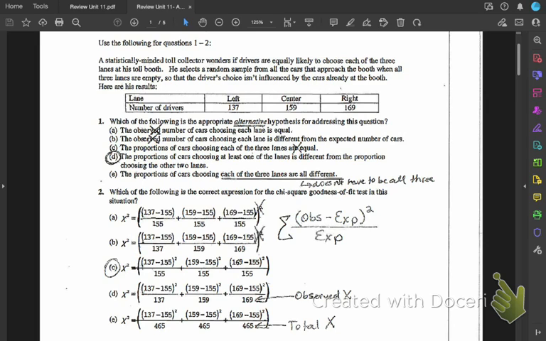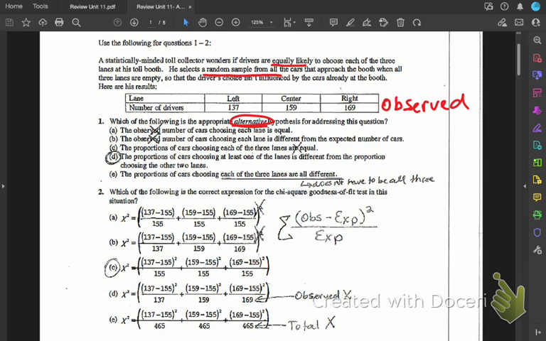So for number 1, a statistically minded toll collector wonders if drivers are equally likely to choose each of the 3 lanes at his toll booth. He selects a random sample from all the cars that approach the booth when all 3 lanes are empty, so that the driver's choice isn't influenced by the cars already at the booth. Here are his results. Left lane 137, center lane 159, right lane 169. These are the observed counts. All right, which of the following is the appropriate alternative hypothesis?